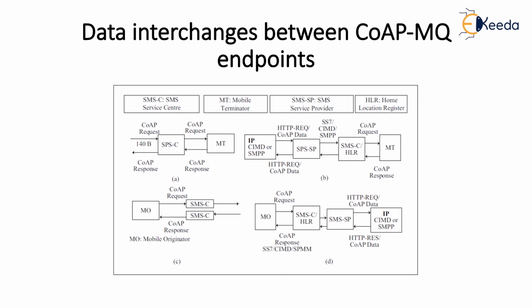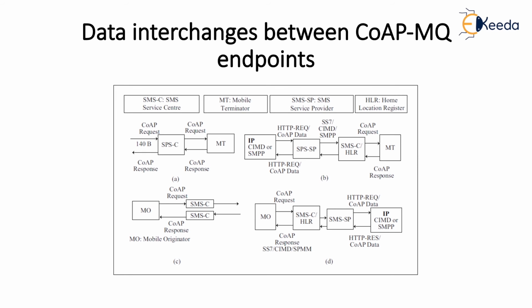So here the first diagram shows the COAP request or response communication to a machine, IoT device, or mobile terminal. The second diagram shows the computer or machine interface using IP communication to a mobile service provider for data interchange with the terminal, and the third diagram shows the machine or IoT device or mobile origin communication of COAP request or response communication. The last diagram shows an origin communication using SS7, CIMD, and also SMPP with a computer or machine interface using IP communication.